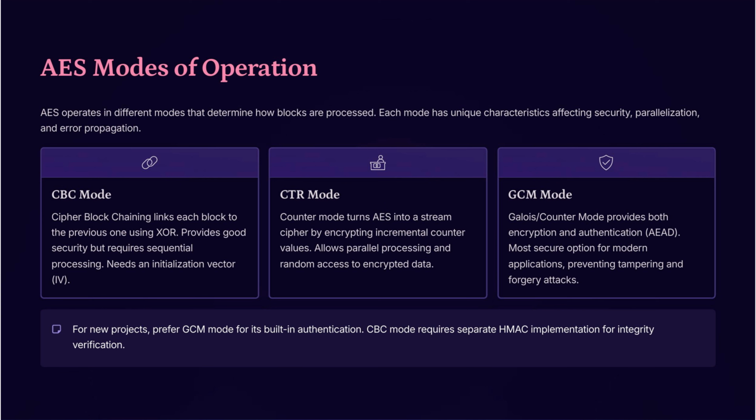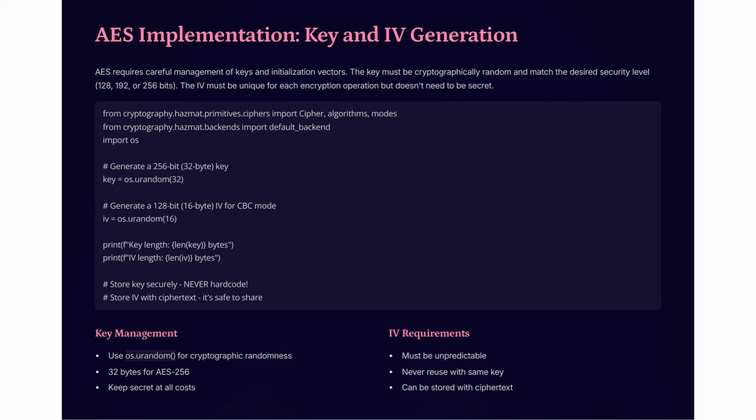CTR mode transforms AES into a stream cipher, enabling parallel processing. GCM mode provides encryption and authentication, ideal for modern applications. For new projects, Galois/Counter Mode is recommended for its built-in authentication. AES implementation demands secure key and initialization vector management.